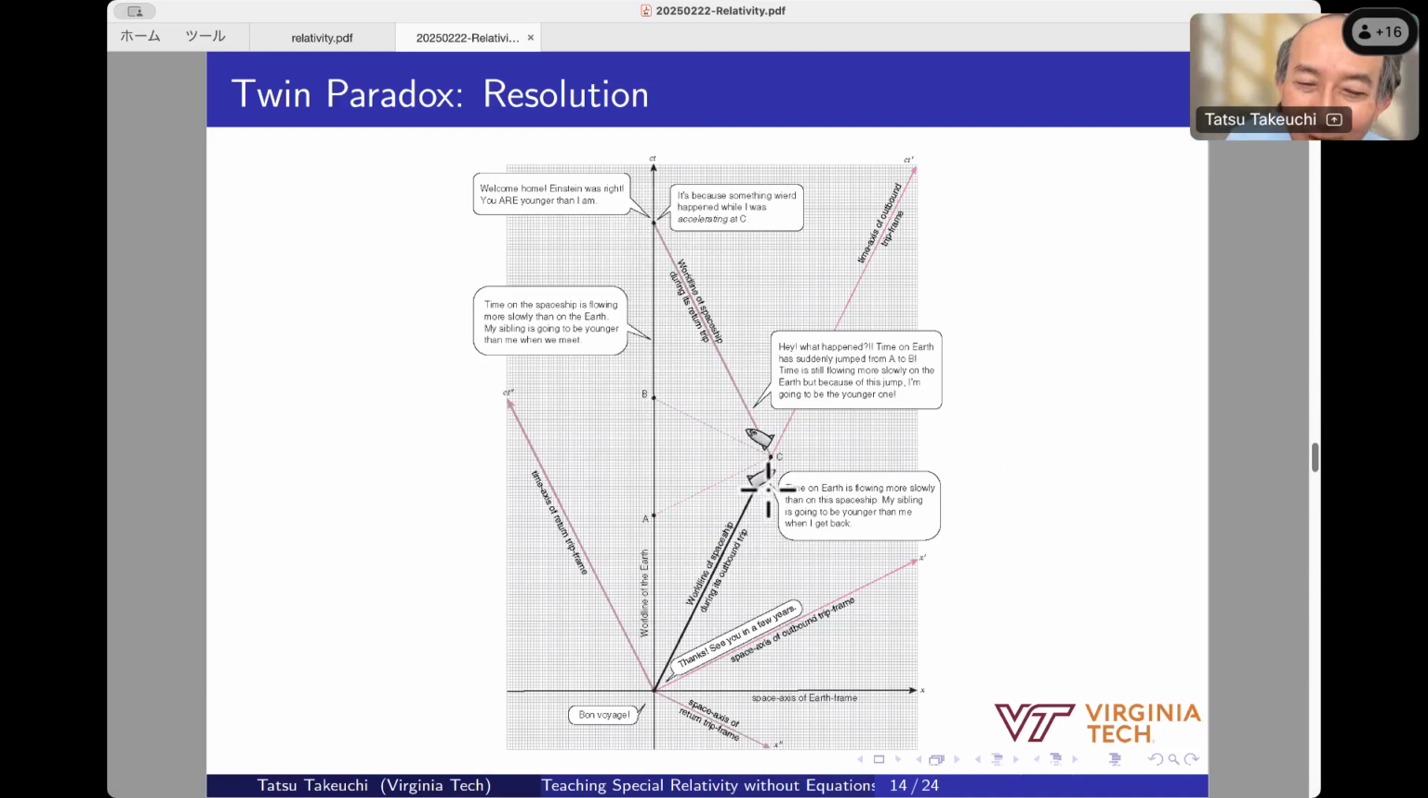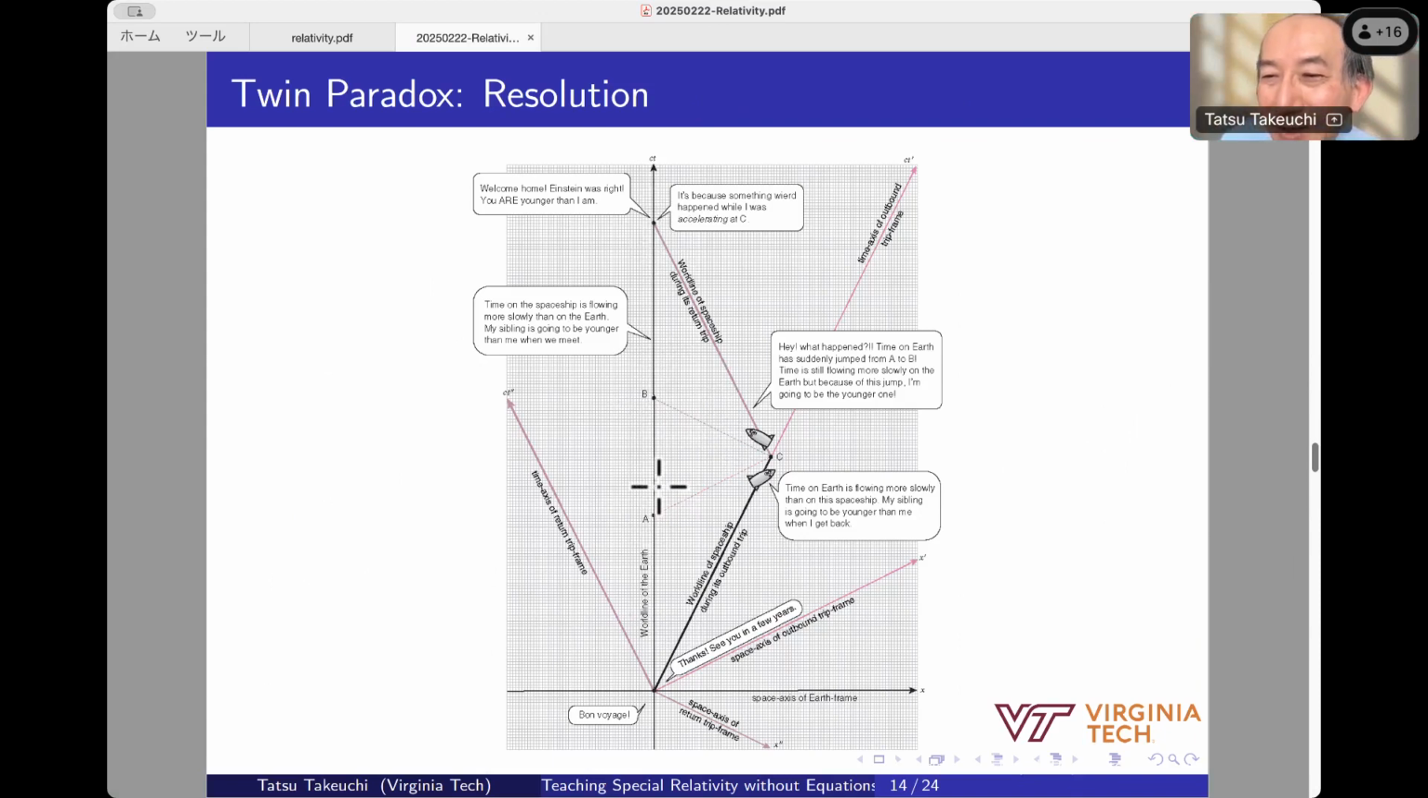However, when the spaceship turns around, time on the Earth suddenly jumps from point A to point B. Okay, because before the turnaround, point C was at the same time as A, but after the turnaround, point C is at the same time as B in the moving frame. So because of this huge jump, when you add all the effects together, it turns out that more time will have passed on the Earth than on the spaceship.